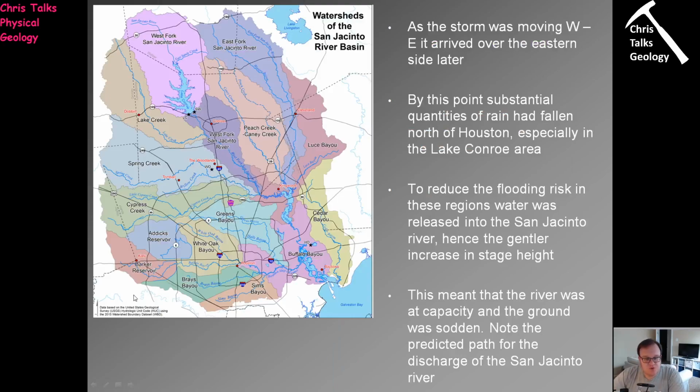So the storm was moving from west to east, so it starts over here, so it hits Buffalo Bayou first, and obviously the San Jacinto River is, where are you? There it is, coming down here. Okay, so it took much longer to actually hit that.